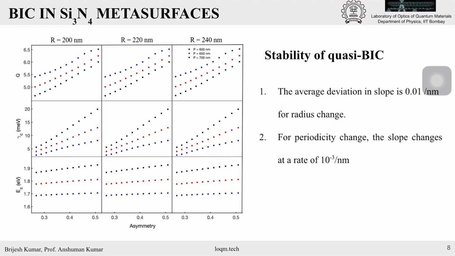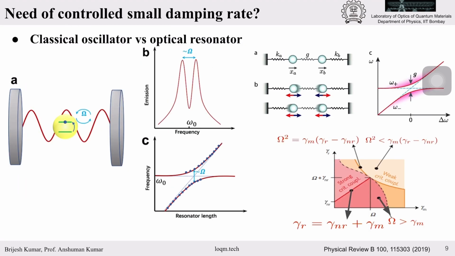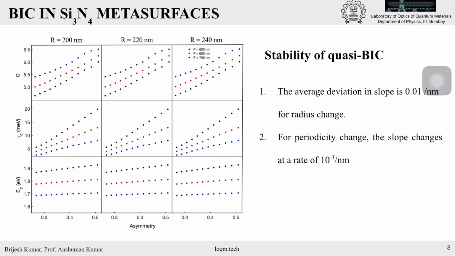So it means we have the relation Q is directly proportional to alpha to the power minus 2. For some reason we can hold that relation with change in radius. Similarly, if we change the periodicity, this relation still holds. So we can say this quasi BIC mode is stable in this metasurface.